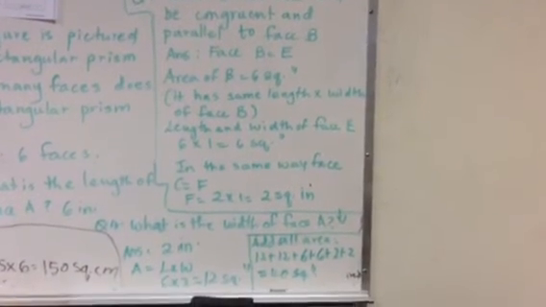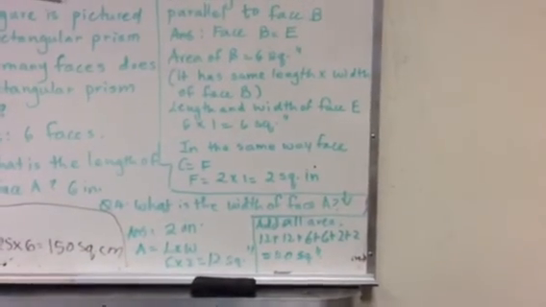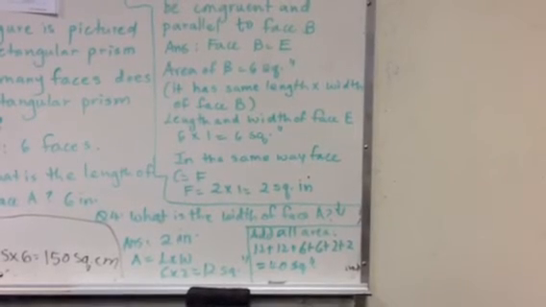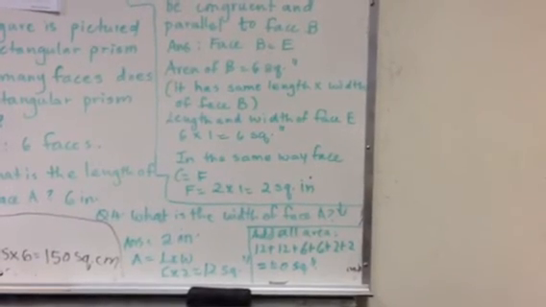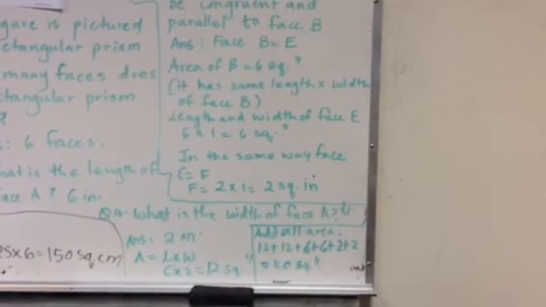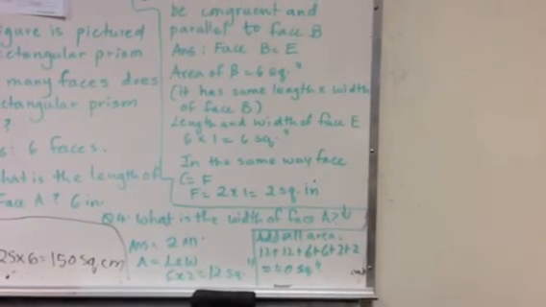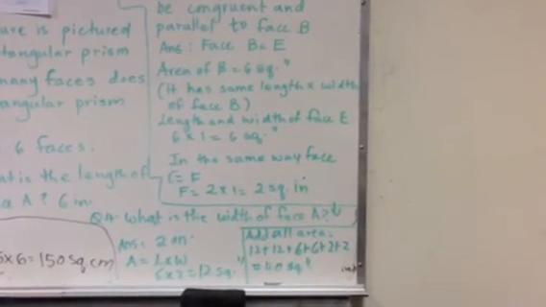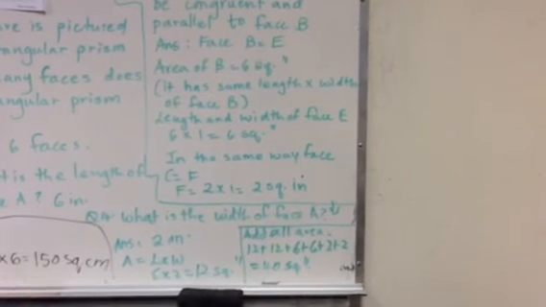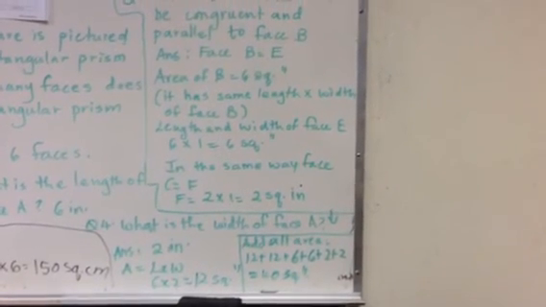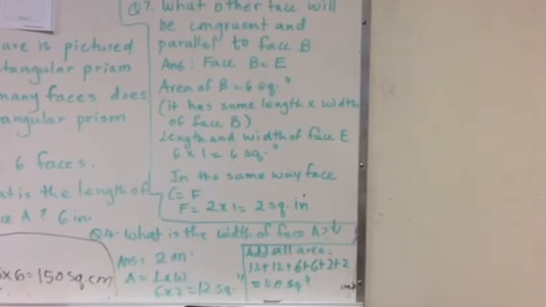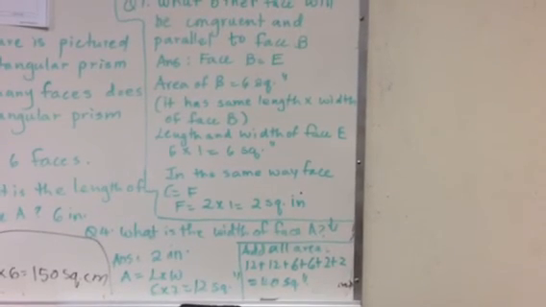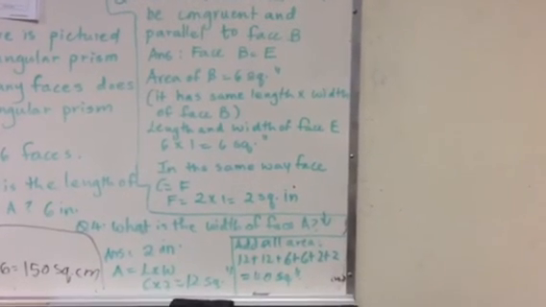Now if you add all the areas that we have found of all the 6 faces, 12 plus 12 plus 6 plus 6 plus 2 plus 2 is equal to 40 square inches. So in a square box, we just multiply one face by 6, but in a rectangular prism, because it has different sizes of faces, we have to find each of them and then add the areas together, and that gives us the surface area.